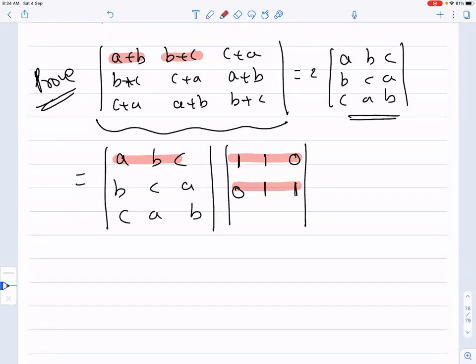If I multiply this with this, I'm going to get this. That means 1, 0, 1. Now let us see whether it is working with other rows or not. So I'll make it disappear.